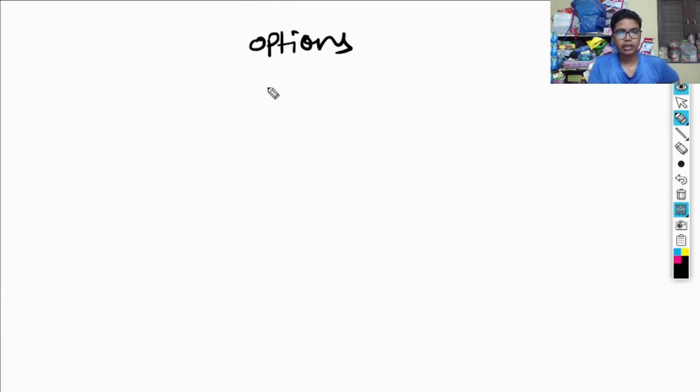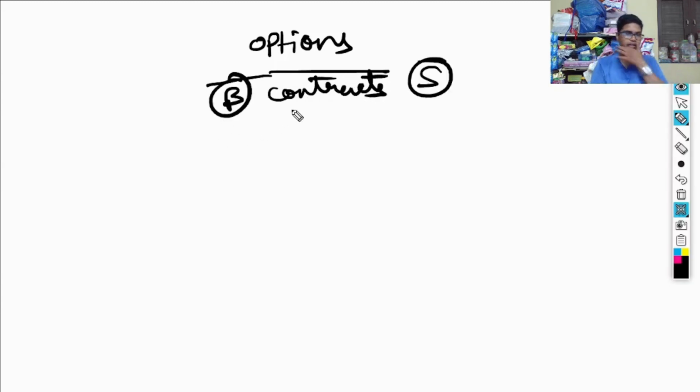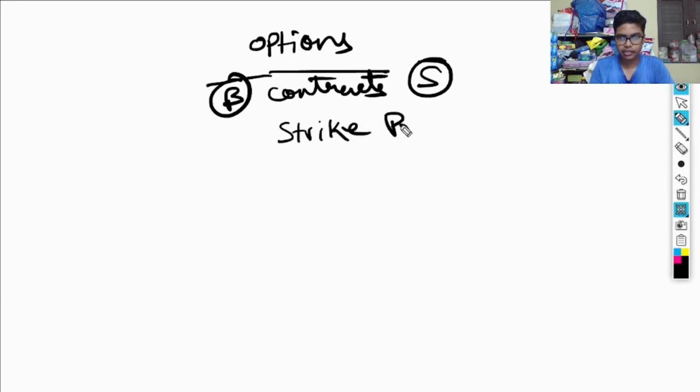Under the options, we can say that there is a contract between the buyer and seller, and the buyer has a right and the seller has the obligation, as we discussed. Under the options, there are concepts called strike price and spot price.